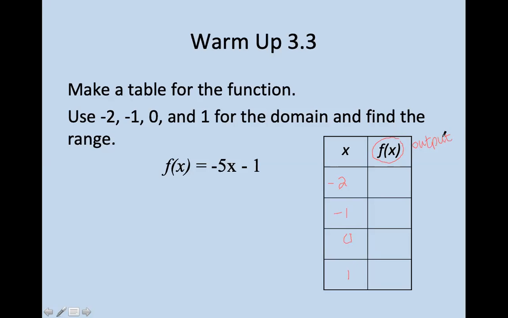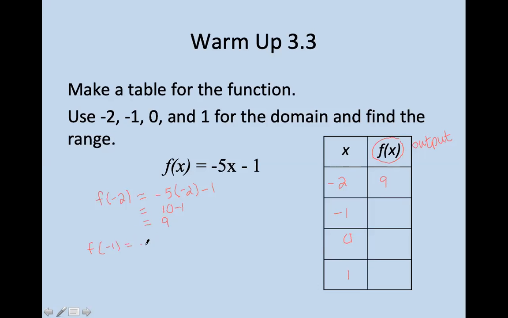All right, so let's see. So this first one, when I input -2, what do I get? So I'm going to do -5 times -2 and subtract 1. So -5 times -2 is a +10, and 10 minus 1 is 9. So our first output is 9. All right, let's try -1.